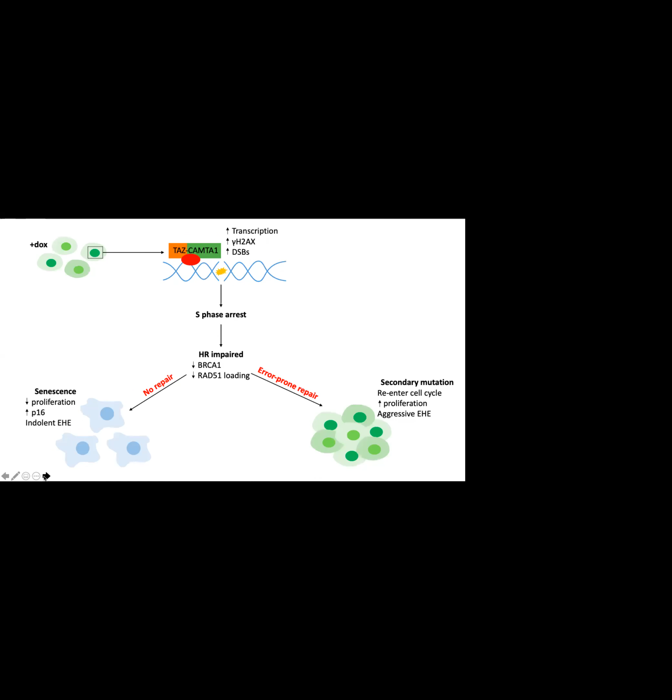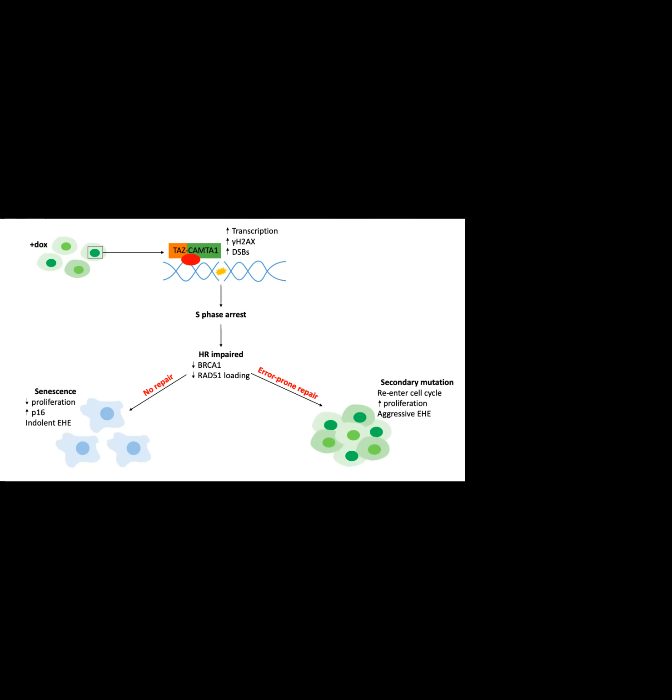So this is just a little schematic overviewing everything that I've just talked about today. So just showing really that we found that when you express TAS-CAMTA1, you get this dysregulation of transcription, which leads to replication stress, DNA damage, which leads to cell cycle arrest. And because this damage is struggling to get repaired, in the vast majority of cases, these cells become senescent, which means that they're not dividing.